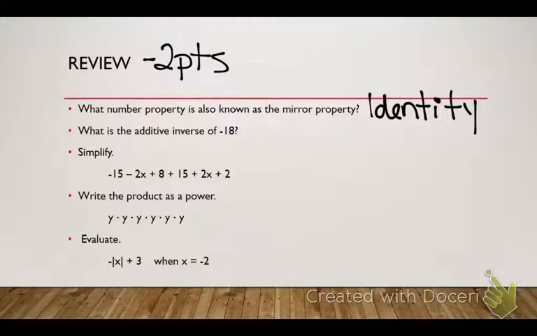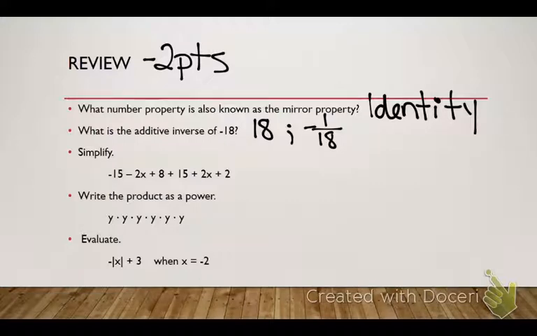What is the additive inverse of negative 18? Positive 18. It's the opposite sign. So on your test tomorrow, I'm either going to ask for the additive inverse or the multiplicative inverse. So let's cover both. What is the multiplicative inverse of negative 18? Negative 1 over 18. I flip it, I do the reciprocal, and so since it's negative 18 over 1, the inverse would be negative 1 over 18. All right, so one of those 2 would be on your test tomorrow.